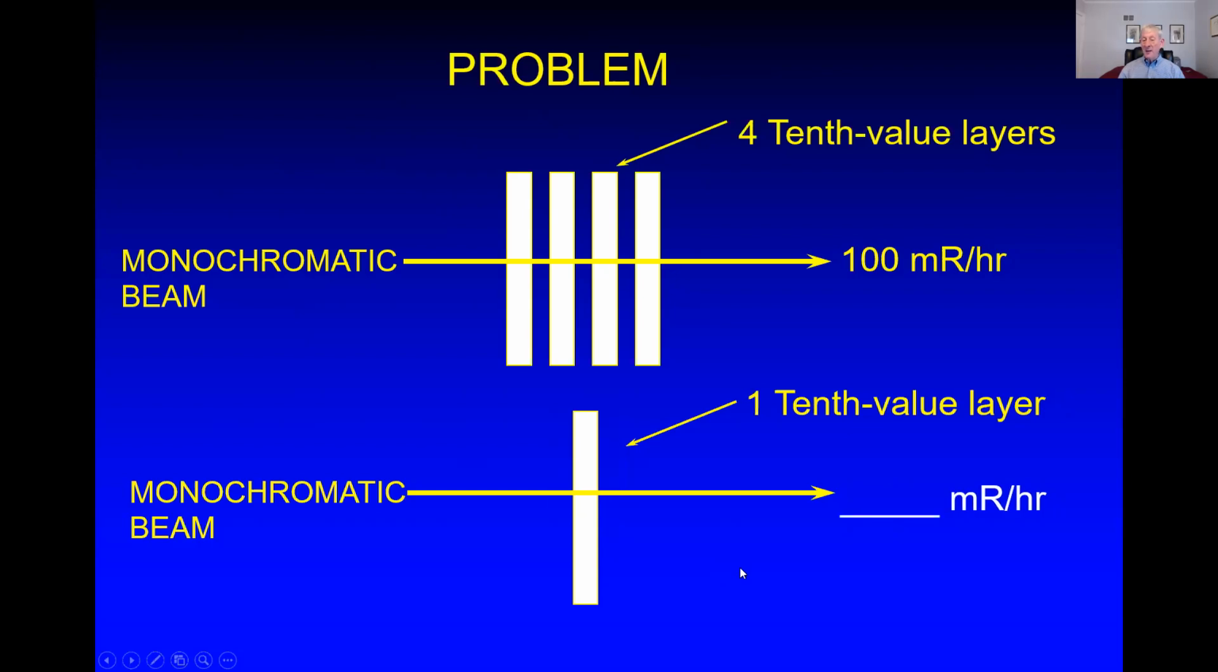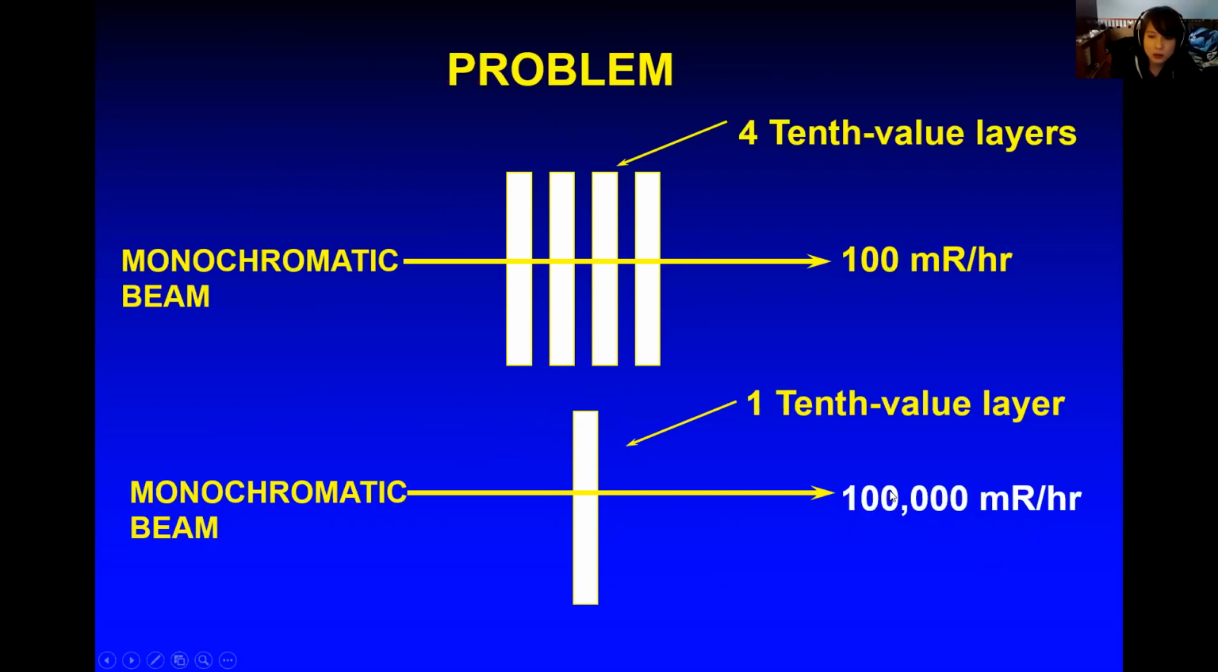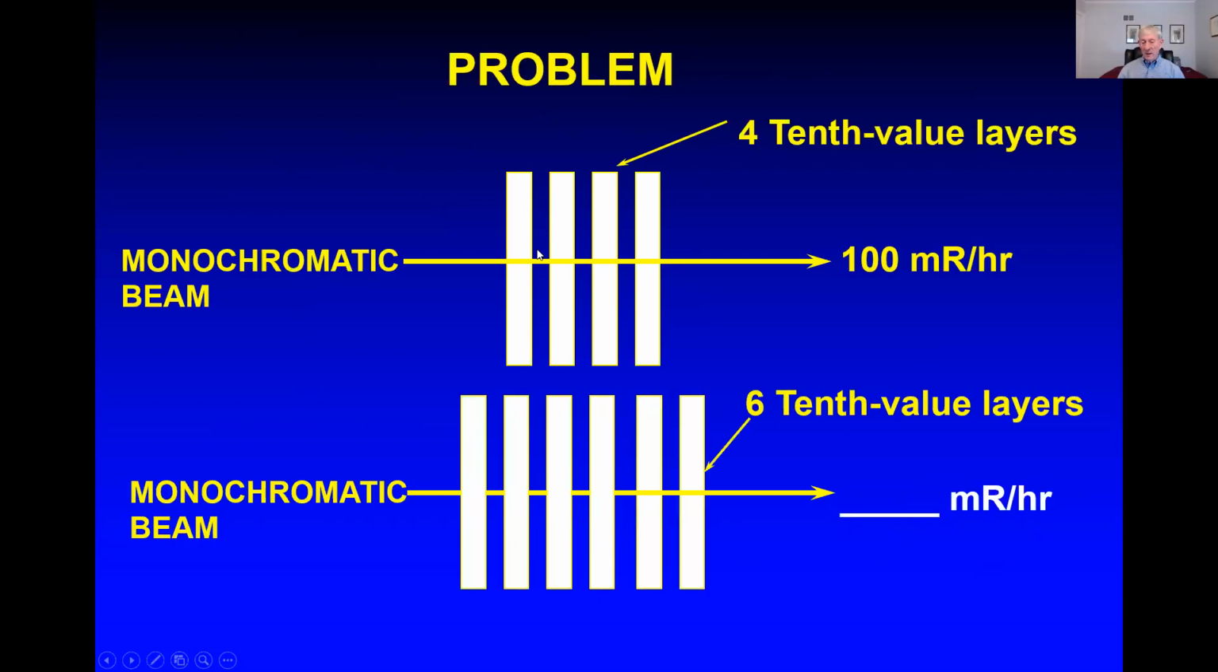How about if we take out another one? We had 100, we took out 3 tenth-value layers. Now what is it? 100,000. Good, 100,000. And how about this? We had 4, reading is 100 with 4 layers. We added 2 extra ones. Now what's the reading? Is that one 1? That one is 1. Perfect, right? Because it went from 100 to 10 to 1.